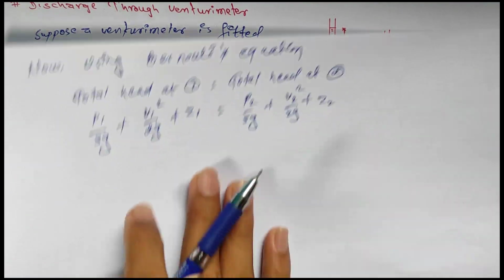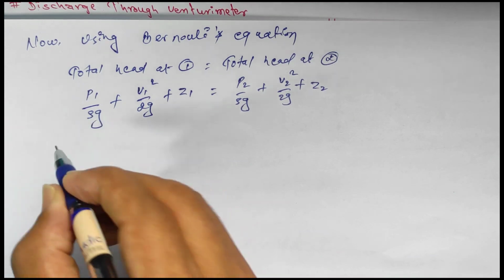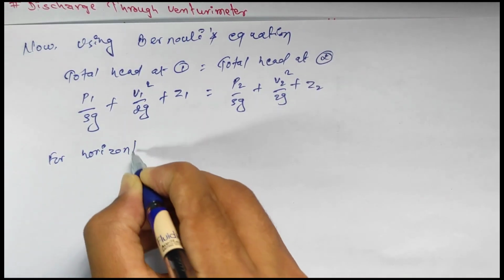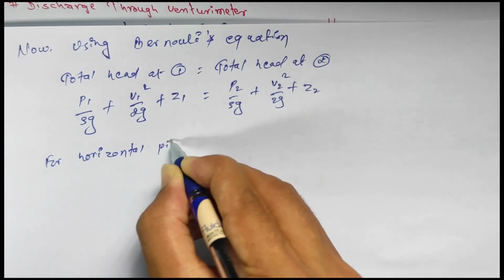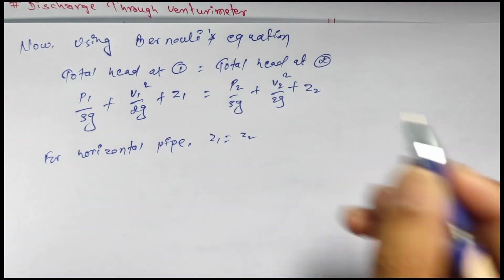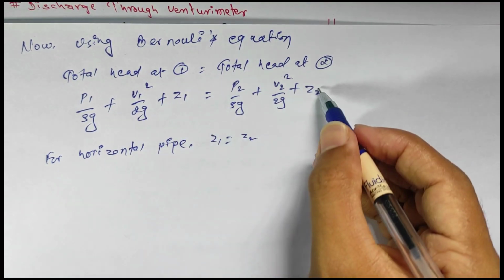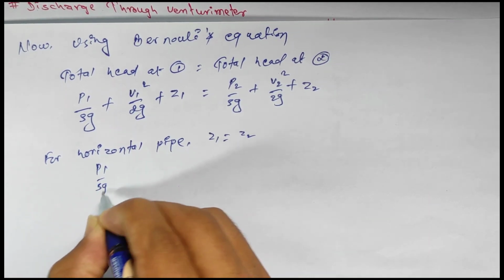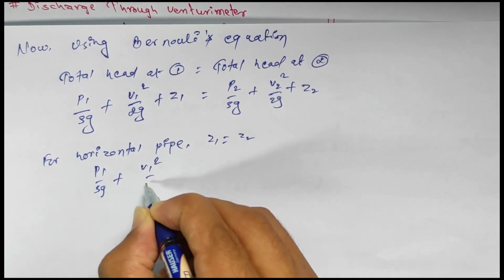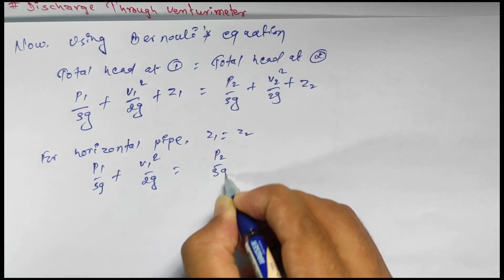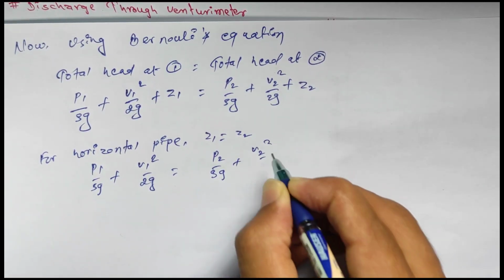So we can say that for a horizontal pipe, Z1 equals Z2, so this one is cancelled out. The remaining equation becomes P1 by rho g plus V1 square by 2g equals P2 by rho g plus V2 square by 2g.